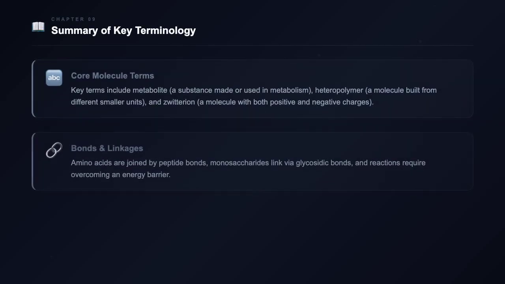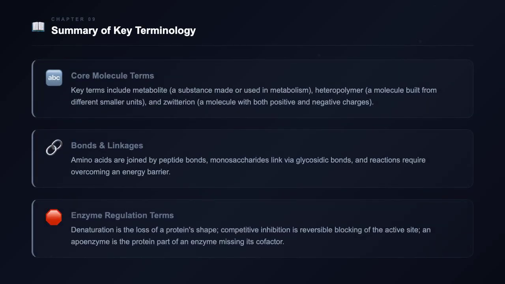A metabolite is a substance your body makes or uses during metabolism. A heteropolymer is a larger molecule made from different smaller units. Amino acids connect through peptide bonds, which are covalent links. Some molecules, called zwitterions, have both positive and negative charges. Sugars link together via glycosidic bonds, connecting monosaccharide units.